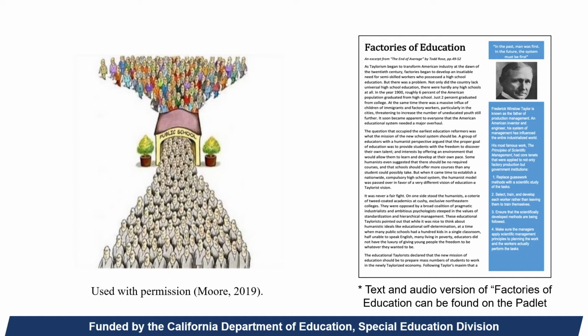If we want them to be self-directed, creative, problem solvers, reflective, engaged, hardworking, we have to provide them with opportunities so that they will be able to compete for jobs that don't yet exist. For more information about the history of our education system, you can read or listen to an audio version of the Factories of Education article located on the Padlet.